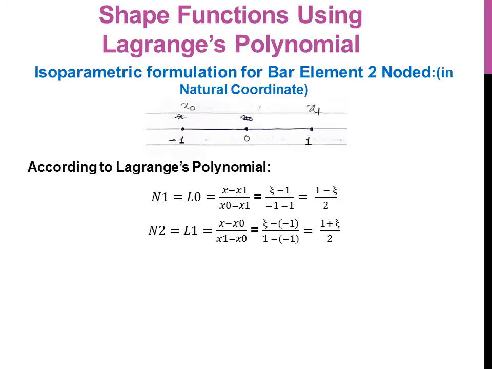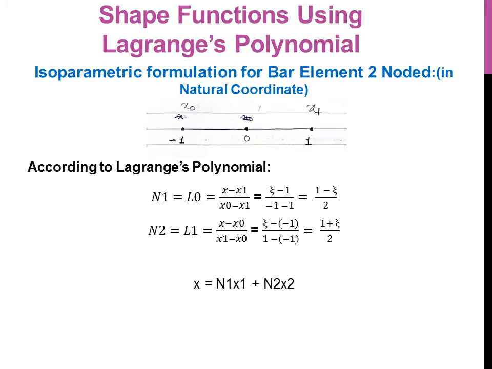Next, the second step function, using the Lagrange's polynomial, L2 is equal to x minus x0 divided by x1 minus x0. Here x is zeta, x0 is minus 1, so zeta minus of minus 1, divided by the x1 coordinate value 1 and the x0 coordinate minus 1, so 1 minus of minus 1.